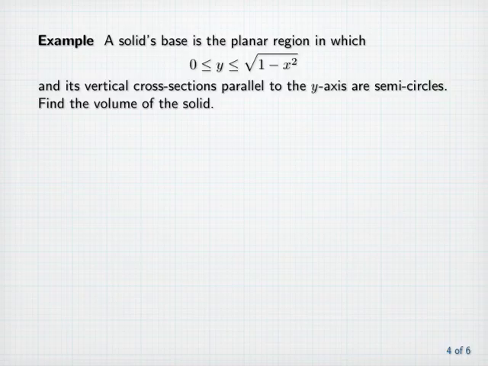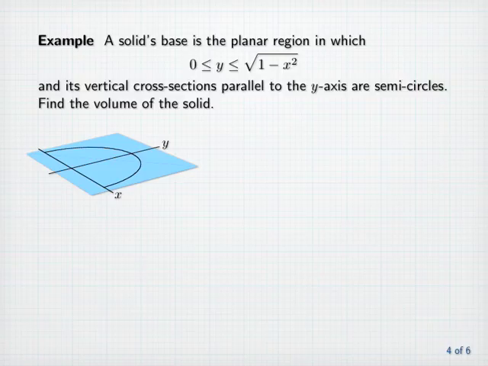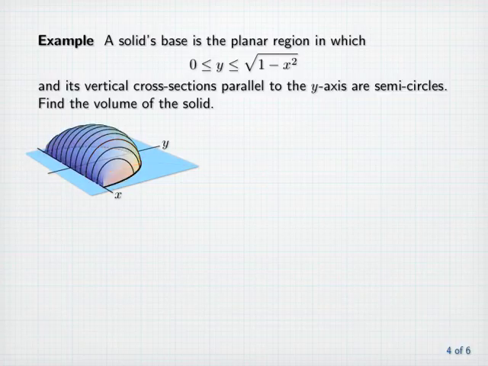The graph of y equals the square root of 1 minus x squared is the top half of the unit circle, so here's the base of our solid. And here's the outline of a typical cross-section. In fact, the solid looks like this.